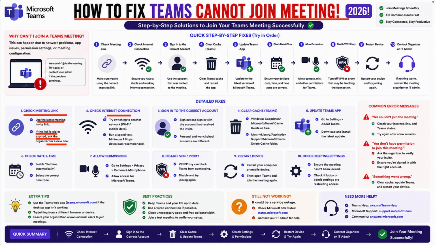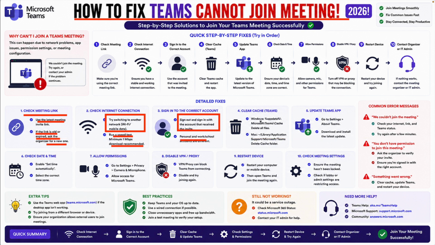If that is not the case, you might need to simply go ahead and check your internet connection. Try switching to another network like Wi-Fi or mobile data. Also run a speed test. You need a minimum of 1 Mbps of download recommended. Also sign out and sign in with the account that received the invite. Also personal and work school accounts are completely different, by the way.